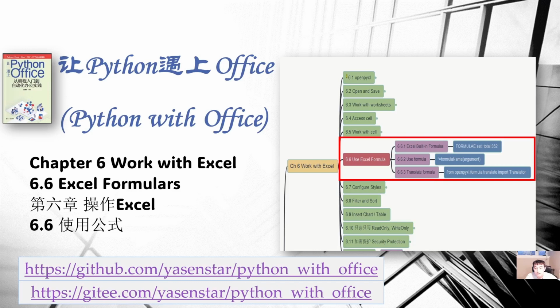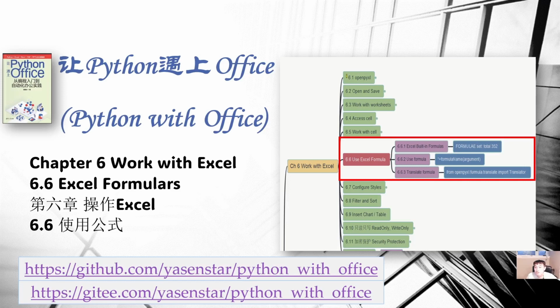Move to the next subchapter, 6.6, use Excel formulas. There are three parts. First is our list of the built-in formulas, which you may be familiar with when you use Excel. You can use the equal sign in the input bar, then use whatever formulas Excel has already built in. The total is more than 350.